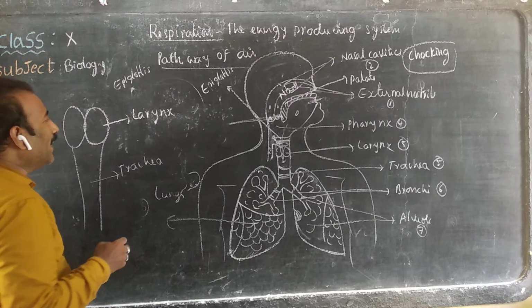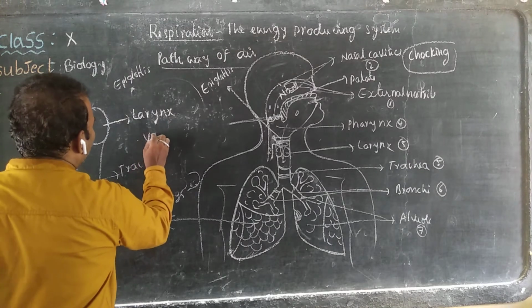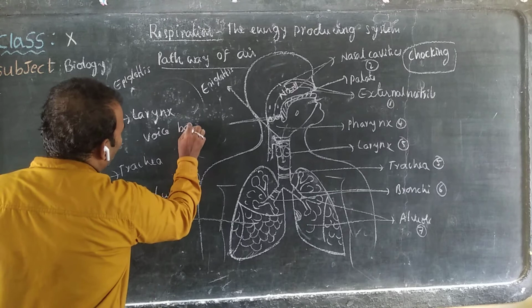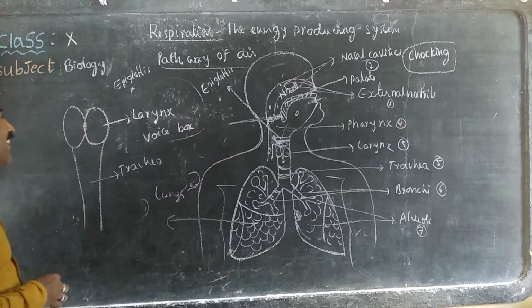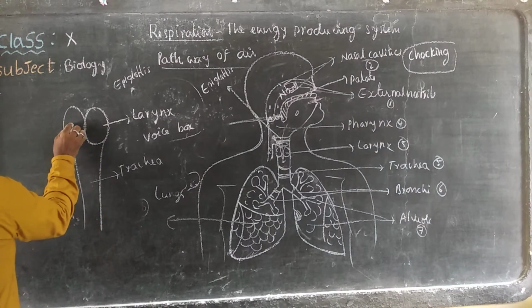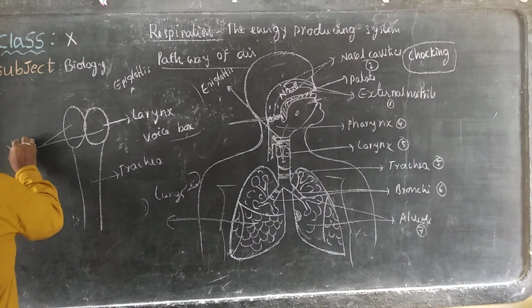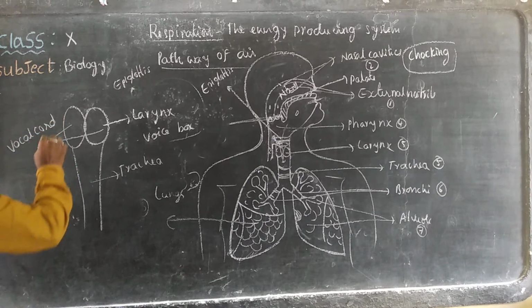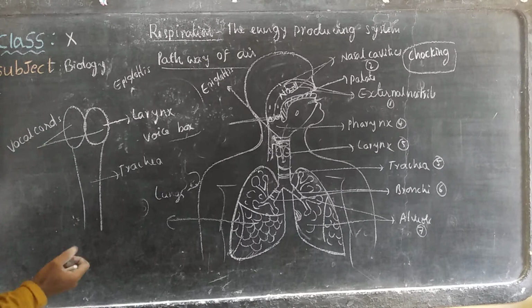It is commonly called the voice box. The larynx is commonly called the voice box. This larynx consists of two vocal cords. You know what these vocal cords are? Vocal cords produce the vibrations and produce the sounds.